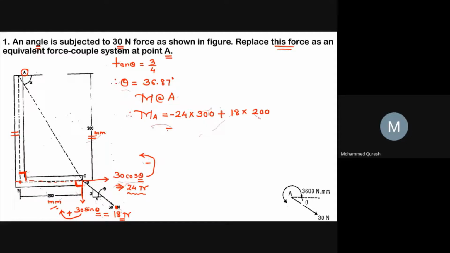So after solving the above step, you will get the value as minus 3600 Newton into mm, which will be equals to 3600 Newton into mm in anti-clockwise direction. So I am just denoting the figure over here, that this is your A point and 30 Newton force, and the moment in anti-clockwise direction as 3600 Newton into mm. So by this way you have to replace the force as an equivalent force couple system with respect to given point.